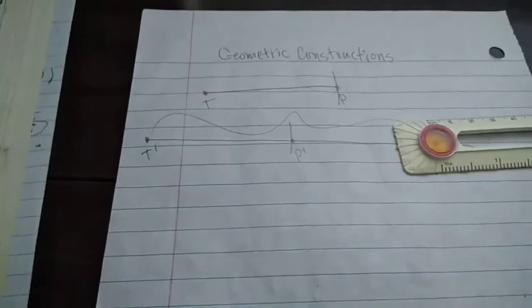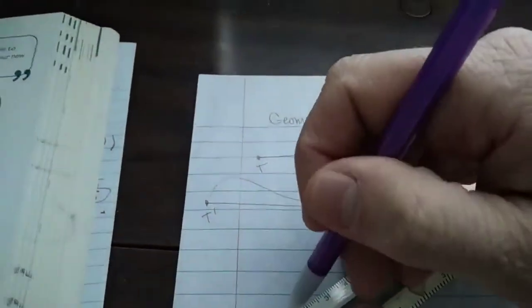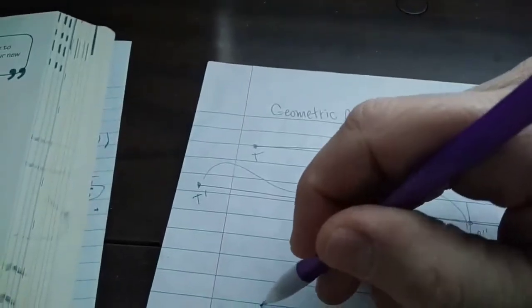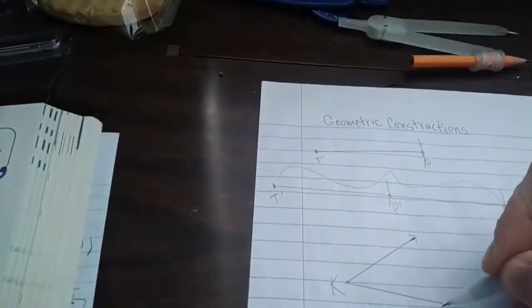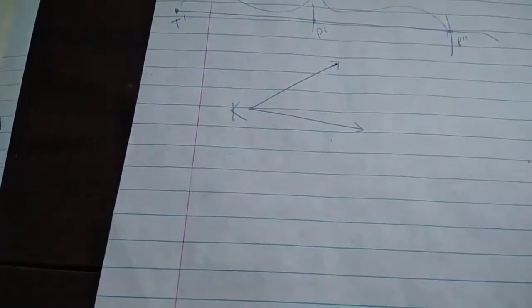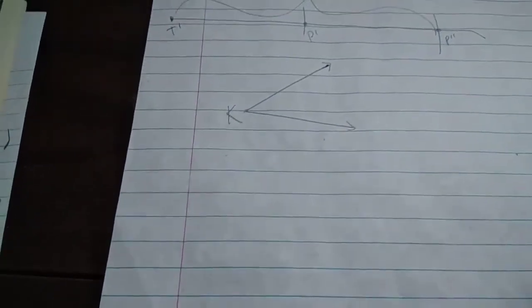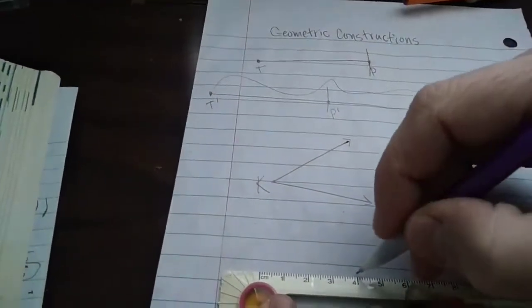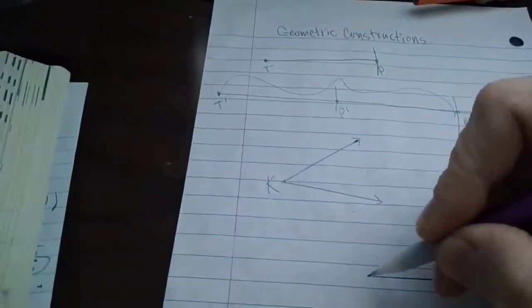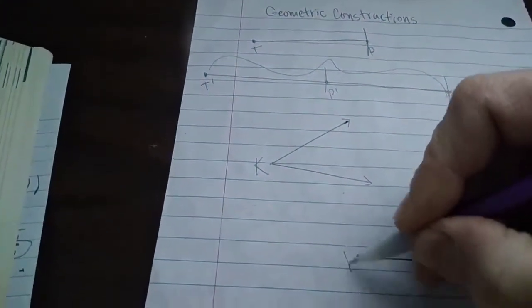Now obviously that goes off my paper. Let's do an angle. So here is angle K. And I want to construct an angle that is twice the size of angle K. Well, again, I'm going to start with a starter line. And I'm going to put K prime.